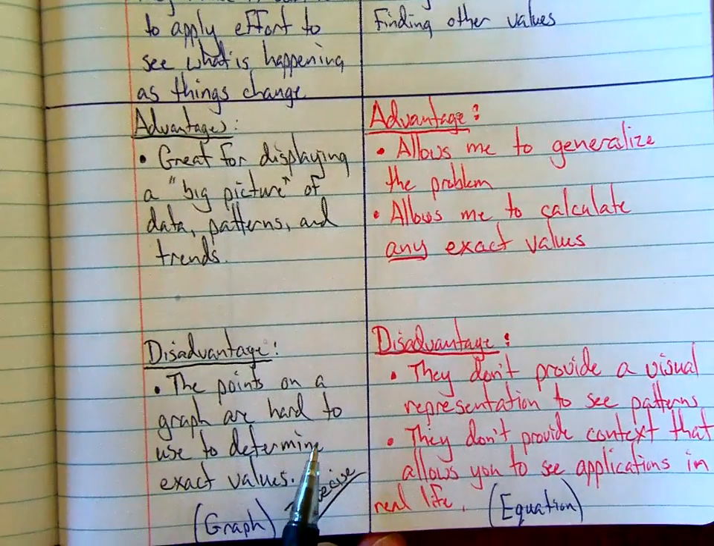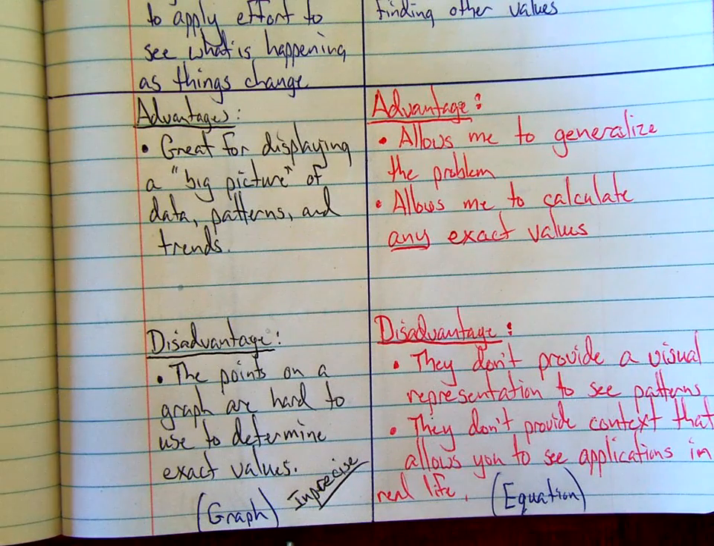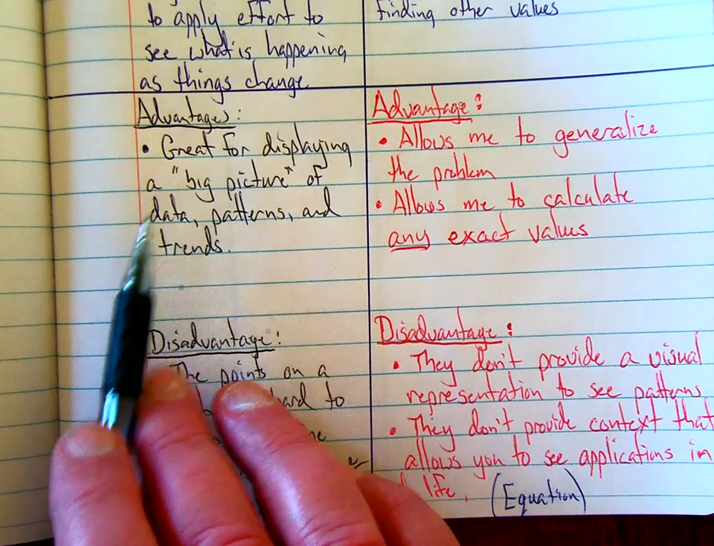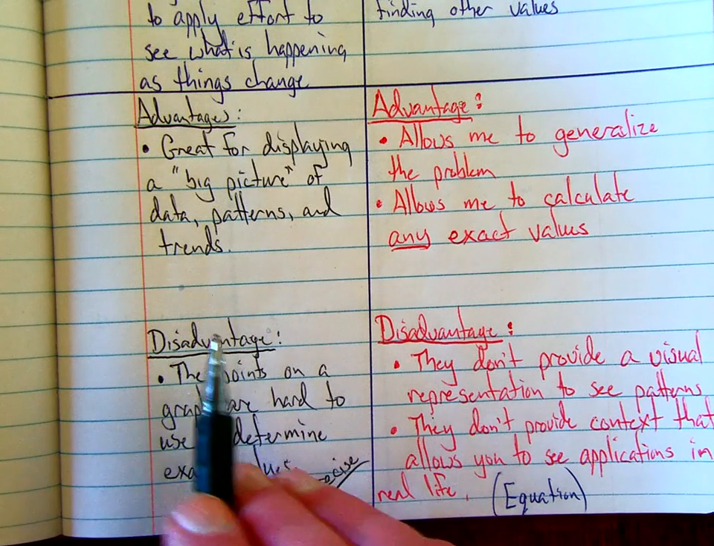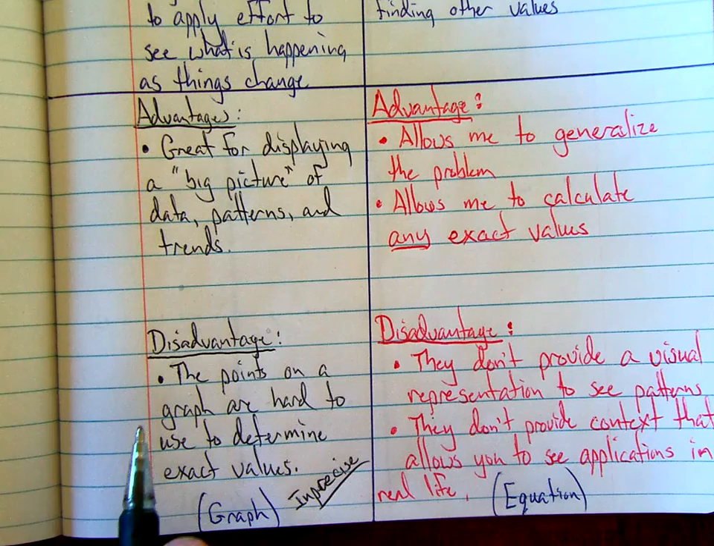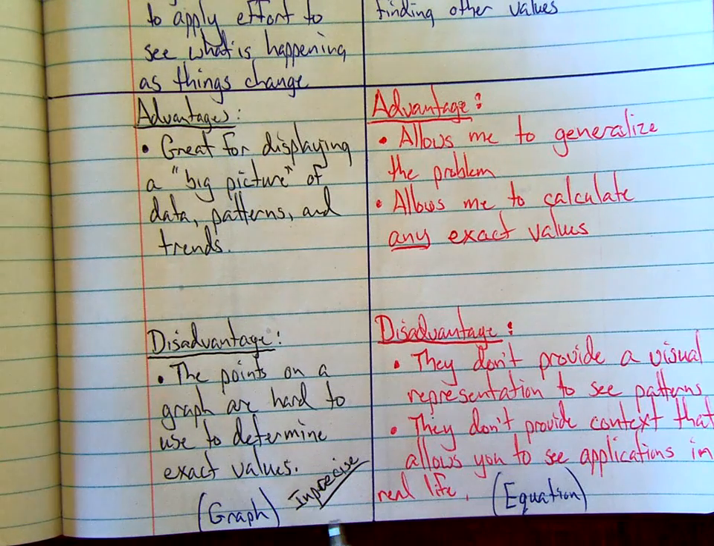Graphs. Graphs, advantage, they are great for displaying the big picture of data, patterns, and trends. Graphs are probably the best at showing that information. The disadvantage of a graph is the points on a graph tend to be hard to use to determine the exact value. Unless one of those points hits perfectly right where an x-coordinate and a y-coordinate meet, then all you're doing is estimating or guessing their values, trying to get really close.